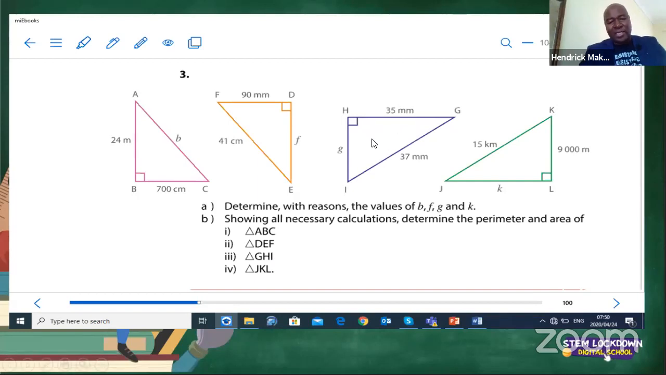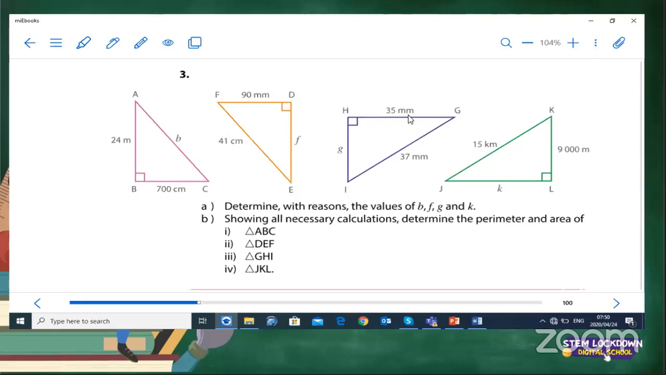So if you look at triangle GHI here, you can see that you are given two sides. One side is GH, and the other side is GI. And of course, the other one is HI, which is G. If you were to now find the missing side G, you will be able to see that G is not the hypotenuse side. The hypotenuse side there is FR. So the square of the hypotenuse side is always equal to the sum of the squares of the other two sides. And this is in a right angle triangle.